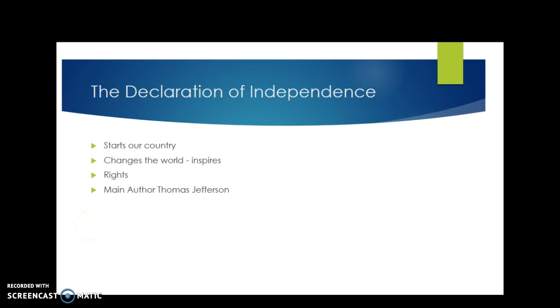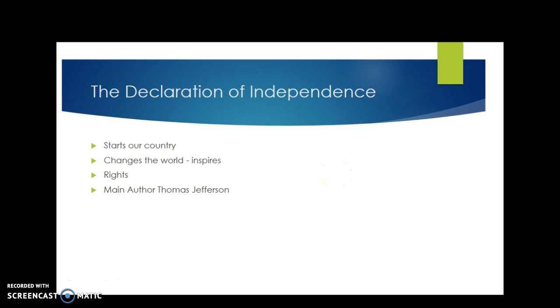The Declaration of Independence is an extremely powerful document, one of the most powerful documents in world history. It starts our country. It declares our independence from Britain, but more importantly, it establishes the rights that we want to establish in our country, the type of country we want to have. It sets the precedent for the type of people we want to be. It changes the world by inspiring other countries and inspiring other people to stand up for their rights and freedoms.